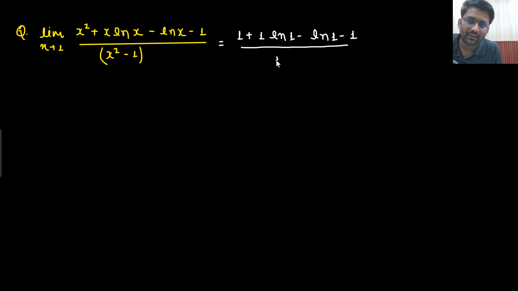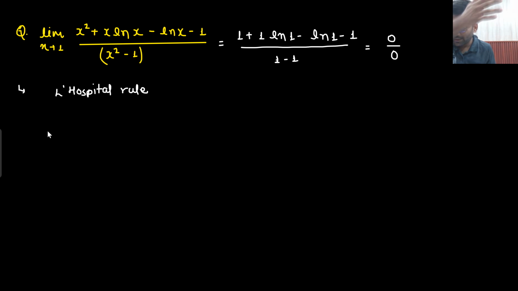Again there will be a 0 by 0 form. You put x equals to 1 here. If I put x equals to 1 here, what am I getting? 1 plus 1 into ln 1 minus 1, divided by 1 square minus 1. Again I am getting a 0 by 0 form. What can I do? I can apply L'Hopital rule, and you will get the answer. Another thing I can see here is that I can take a common factor also. But let's apply L'Hopital rule first, because that is the first thing that clicks to me.